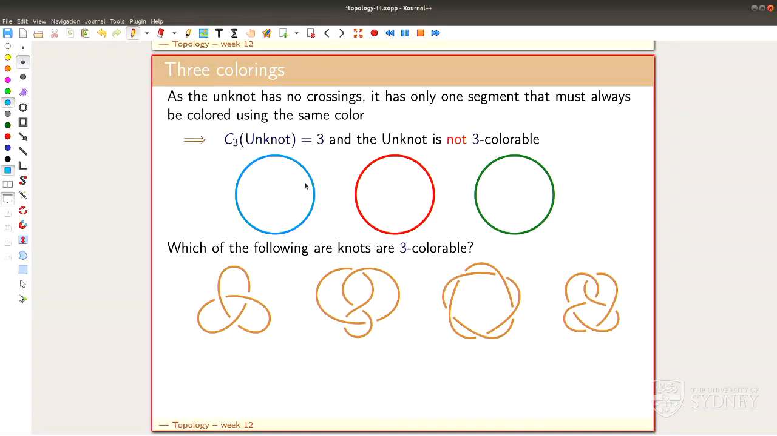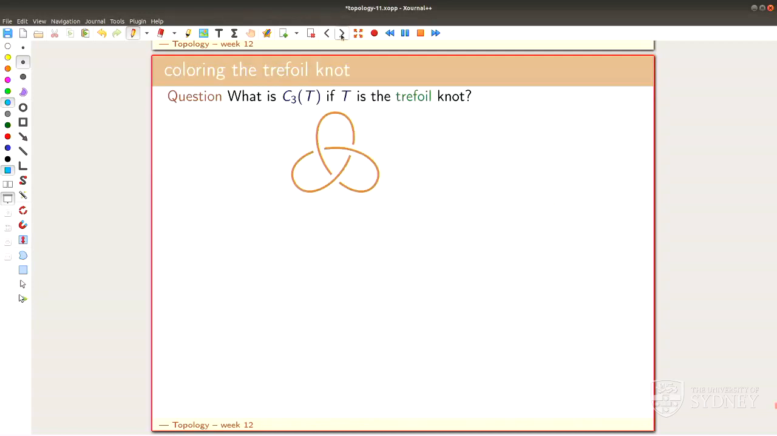Say it again, the unknot is monochromatic. It only has a monochromatic solution. So everything that allows a different solution that is not monochromatic is not the unknot. And it's a really, really powerful way of checking whether something is the unknot or not. So let's do the trefoil together.